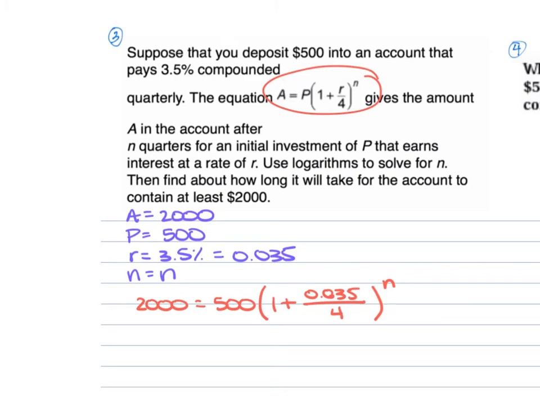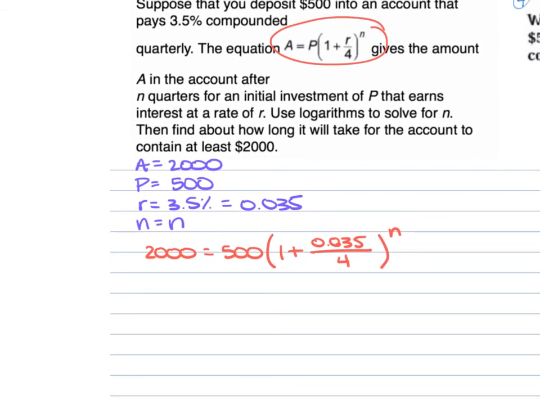From here, we are going to do what's in the parentheses first. We don't have to do that; we could also divide each side by the 500, but it's totally up to you. If we did simplify the parentheses, we would have 2,000 is equal to 500 times, 0.035 divided by 4 is 0.00875. If we add 1 to that, that's just going to give us 1.00875 to the power of n.